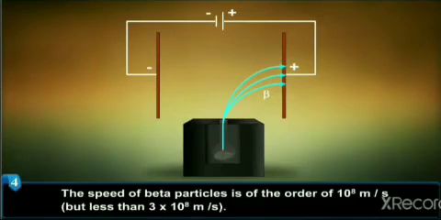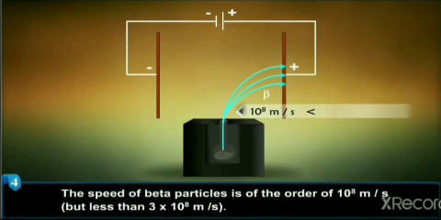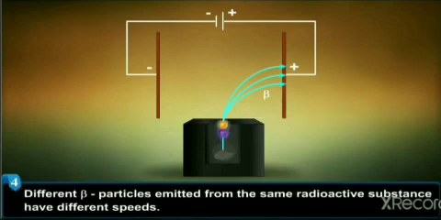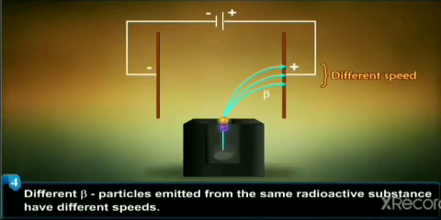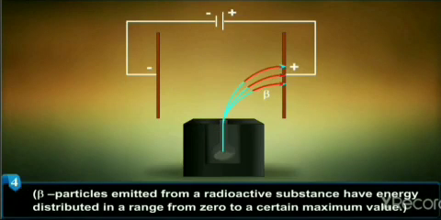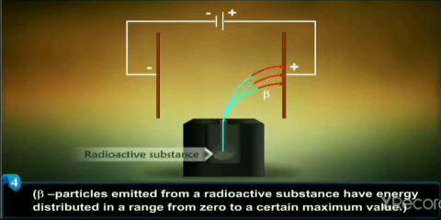4. The speed of beta particles is of the order of 10^8 meter per second, but always less than 3 × 10^8 meter per second. Different beta particles emitted from the same radioactive substance have different speeds. Beta particles emitted from a radioactive substance have energy distributed in a range from 0 to a certain maximum value.